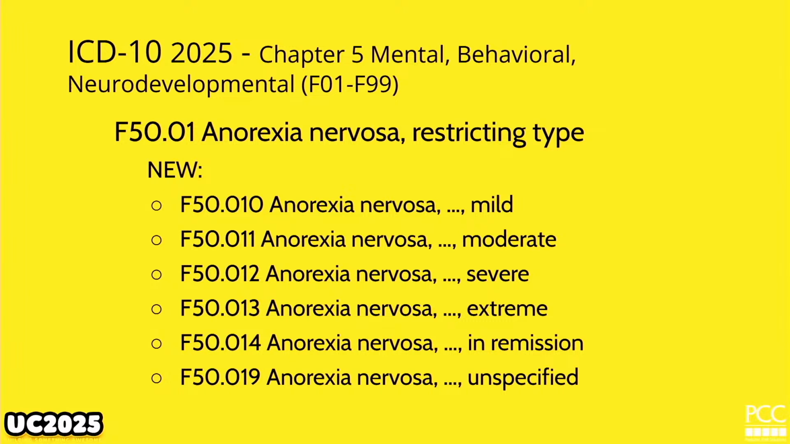So we have 17 plus, 16 to 16.99, and then 15 to 15.99, and then less than 15. These are all new codes that were added for this year. Again, on here they're listing mild, moderate, severe, extreme, and then they also have remission and unspecified.